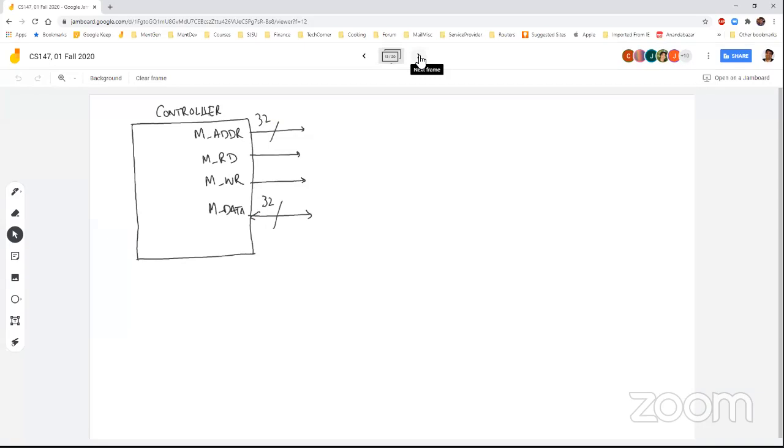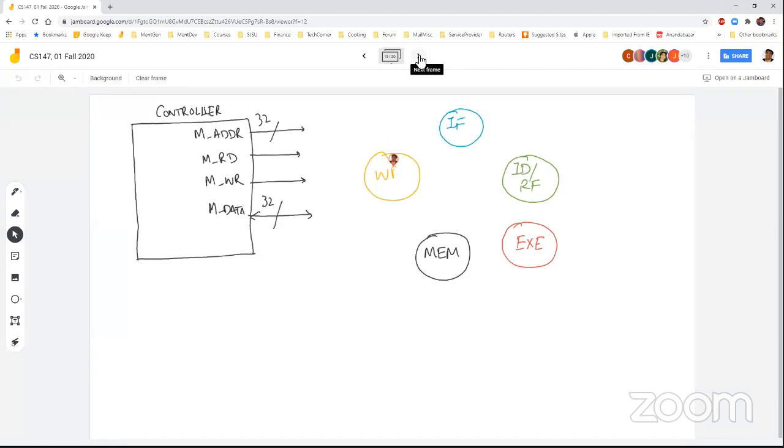Okay. And also remember, this controller goes through these different stages, right? So let's say it's instruction fetch, instruction decode and register fetch, exe, mem, write back. So remember, there is a state machine you need to implement, a state machine that cycles through these states, generating those states in a binary encoded form. So per clock cycle, your state machine goes through these states.